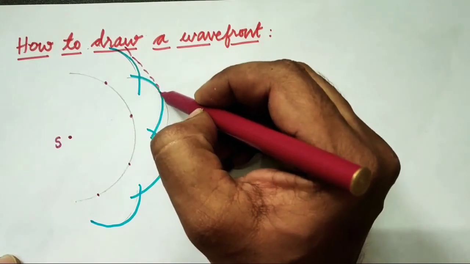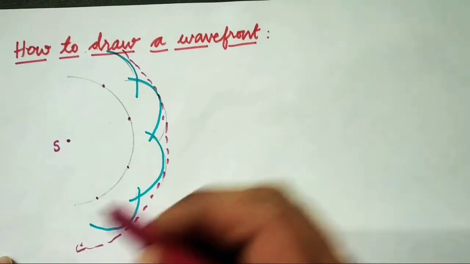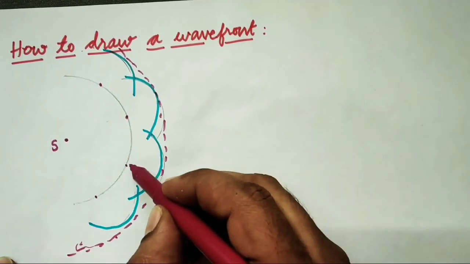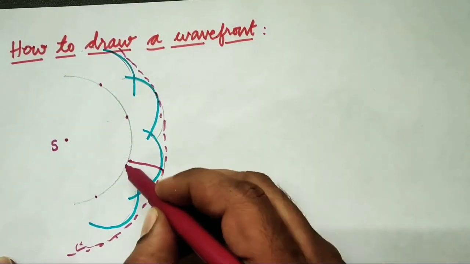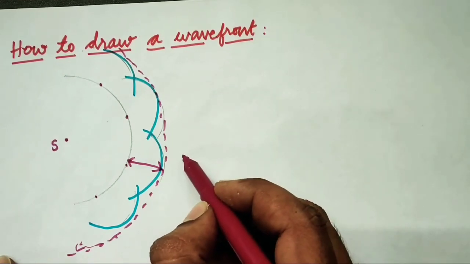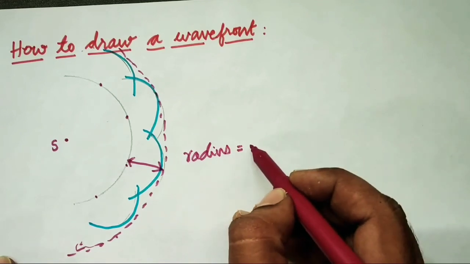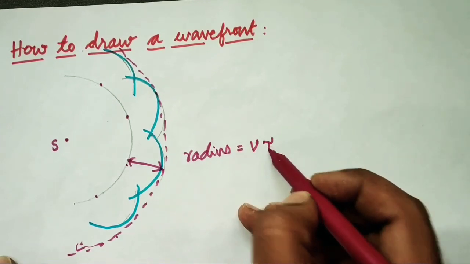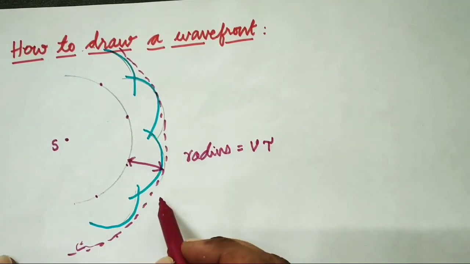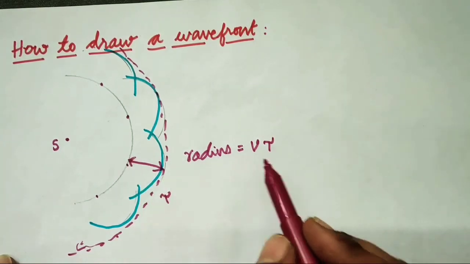This is how the secondary wave is drawn. Like this, it continues to spread in the medium indefinitely. Now let us consider the speed of the light in this medium is v. It advances in the time t. Then the distance drawn here is equal to the radius. The radius is equal to the velocity of the light in the medium into time traveled. Let us say tau is the time travel from here to here.